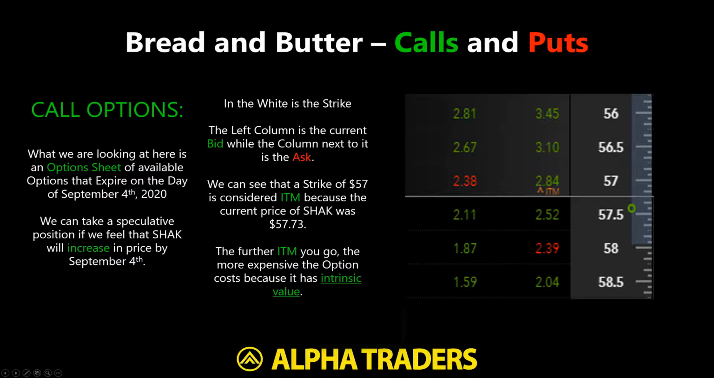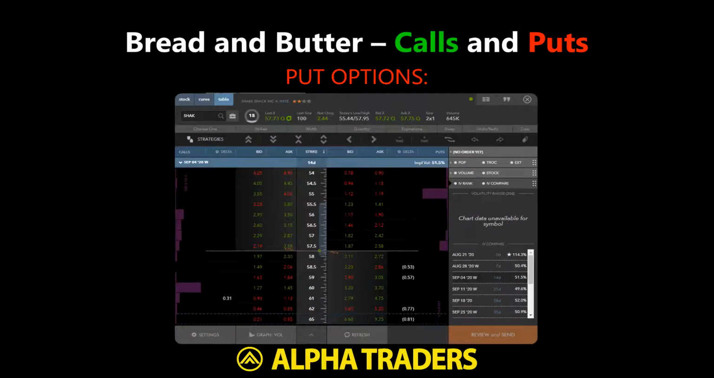We can see the strike of 57, so 57 for the moment right here, is considered in the money because at the time we took that screenshot, remember, it was 57.73. So a strike of 57 is considered in the money. And you have a little ITM over there to let you know it is. The further in the money you go, the more expensive the option costs because it has intrinsic value. To add to that, if you bought a call option at 57 and this thing goes to 65 or 67, now you're $10 in the money. Your premium on top of the intrinsic value will become more and more valuable. So you'll end up making money on that, obviously.